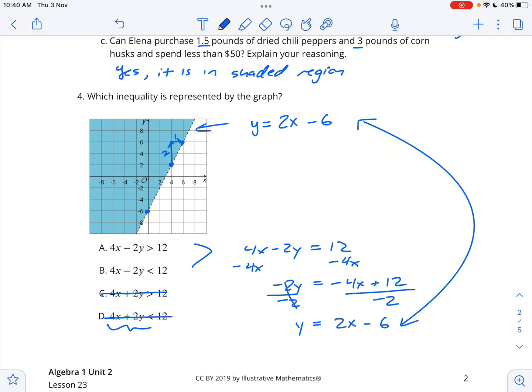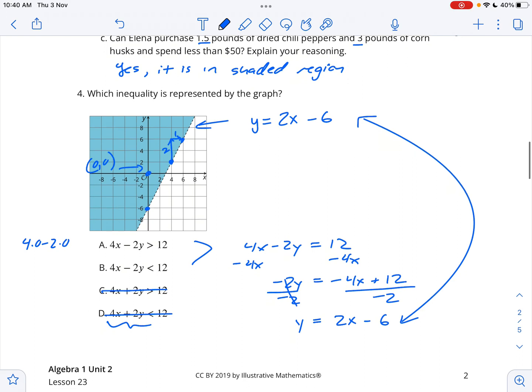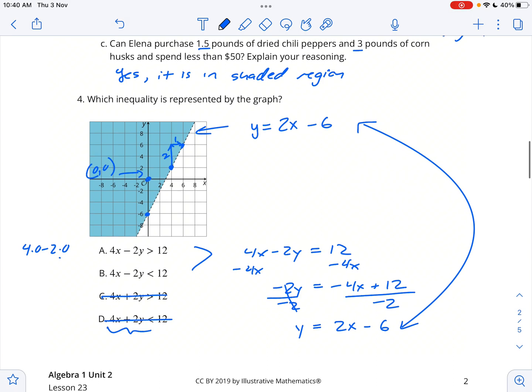So then the question becomes, which one is it? Is it the greater than or the less than? To figure that out, I'm going to pick my test point. I know that 0, 0 is a solution because it's in the shaded region. So let's take 0, 0 and plug it into A and B and see which one works. For A, that's 4 times 0 minus 2 times 0. Is that greater than 12? Well, this just equals 0. Is 0 greater than 12? No, 0 is smaller than 12.